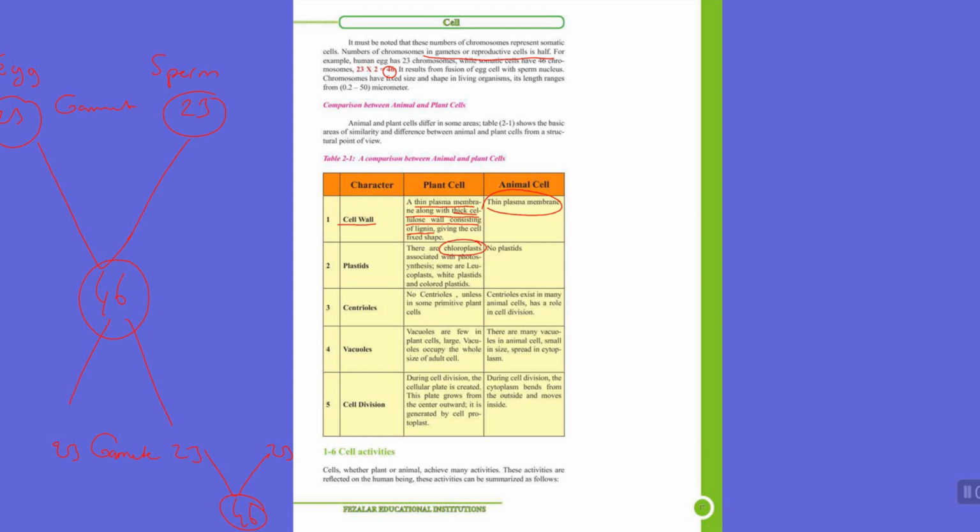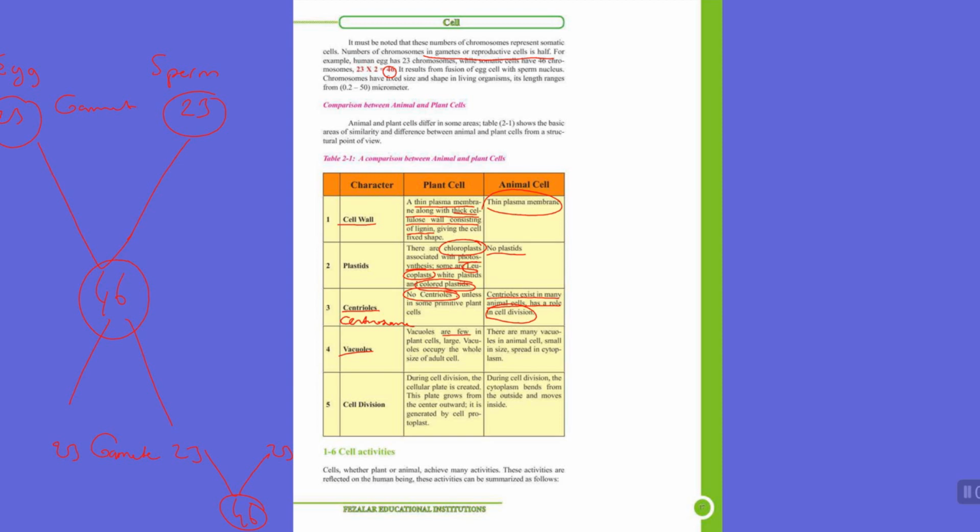Plastids: chloroplasts, which are responsible for photosynthesis; leucoplasts, which convert glucose into different organic materials; and colored plastids, chromoplasts, which give color to fruits and flowers, are found just in plants, but in an animal cell there are no plastids. Centrioles, or centrosome: no centrioles in plant cells, but centrioles exist in many animal cells. They have a role in cell division, in the movement of chromosomes.